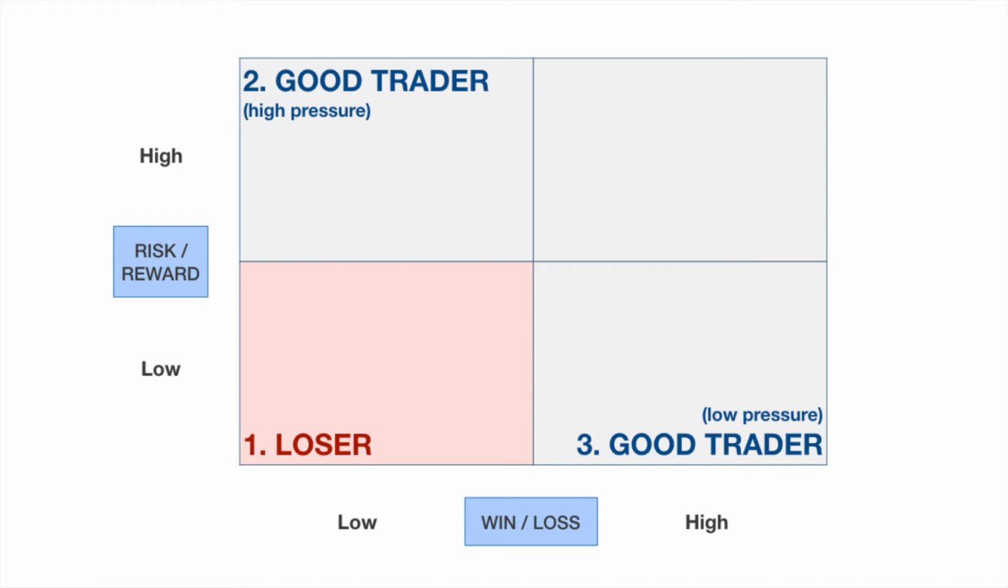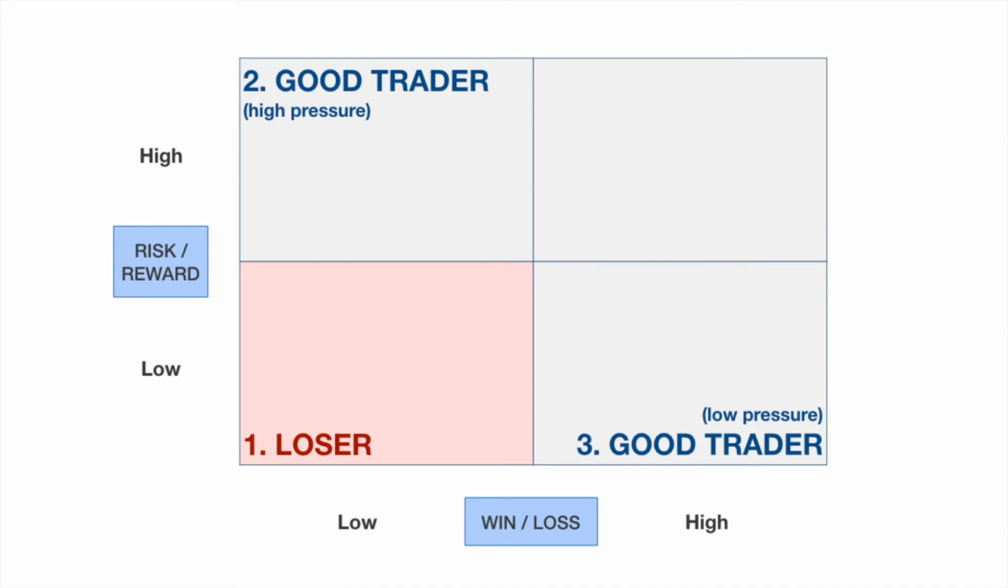And returns below 1-to-1 are still okay because in the end you are consistently growing your account trade after trade. And from a psychological point of view, it's a very relaxed approach to the market because you win most of the time, and so you build confidence in your strategy.